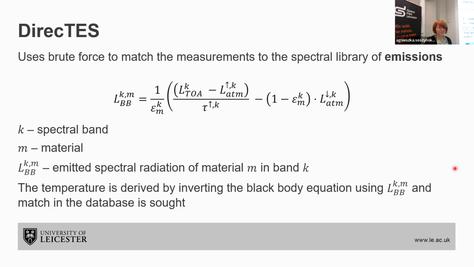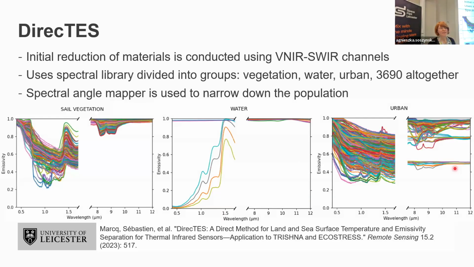So this is the equation, the radiative transfer equation, which is used. The temperature is then derived by inverting the radiative transfer equation again. And then to match the database, they have a threshold to narrow it down. Then obviously they have, as I mentioned, a spectral library. They have groups in that spectral library: vegetation, water, and urban, altogether almost 4,000 cases. That's a lot of states that can be derived from that.